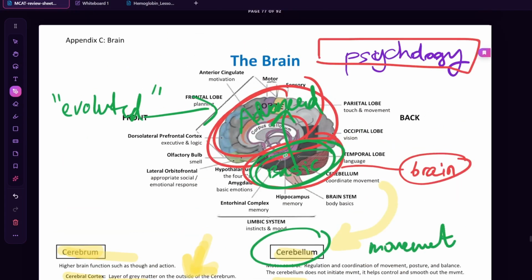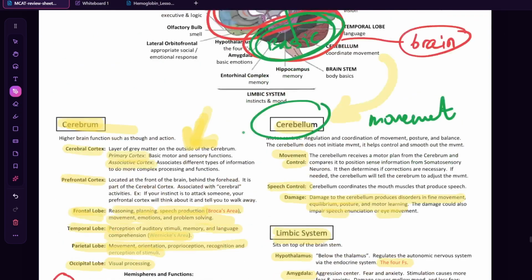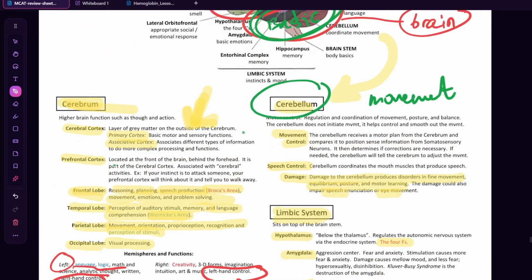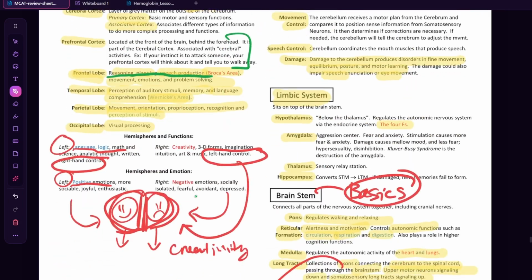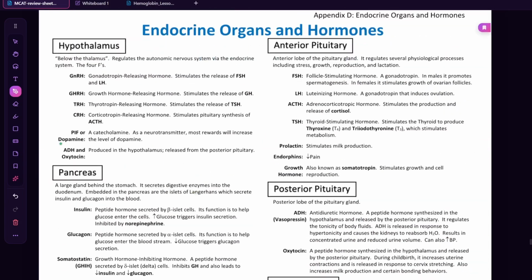So this is very basic stuff, functions, and then all the structures at the top are more like advanced thinking. Prefrontal cortex is good for reasoning, planning, speech production, and all this other communication stuff. So that's just one way to think of it. You don't have to think of it that way at all.